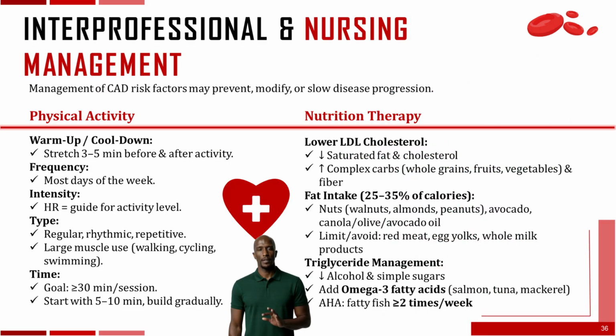Managing coronary artery disease involves regular physical activity and nutrition therapy. Engage in rhythmic exercises like walking or swimming most days, starting with 5 to 10 minutes and aiming for 30 minutes. Reduce saturated fats, increase complex carbs, and consume healthy fats like nuts and olive oil. Limit alcohol and simple sugars, and include omega-3 rich fish twice weekly.